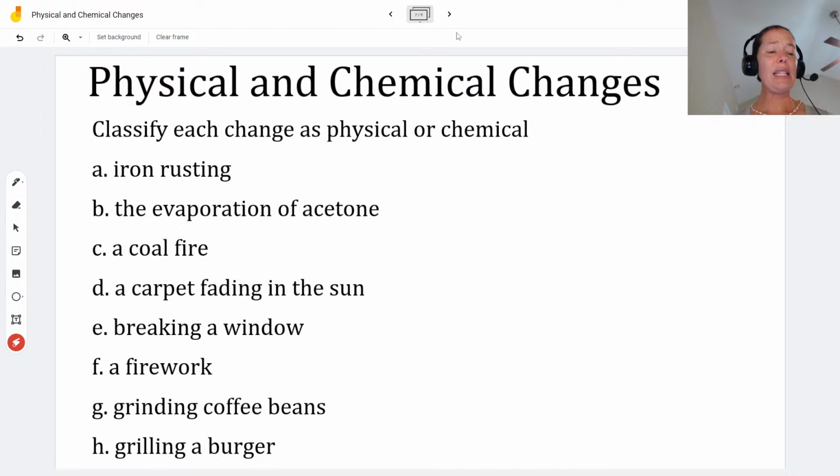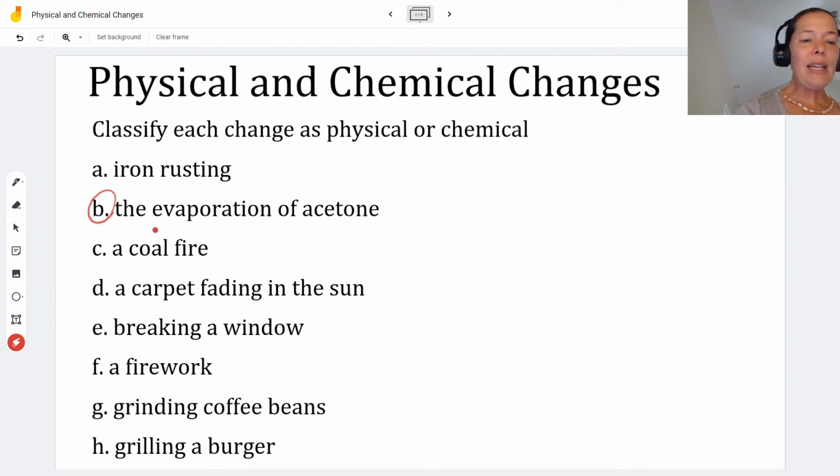We're going to take each of these situations and say whether the change that has occurred is a physical or a chemical change. Let's start with A. Here we've got iron rusting. This is classic. You start with iron and then you're actually forming an iron oxide, which kind of gives it away. That is a chemical change. You have created a new substance. So when iron rusts, that is a chemical change.